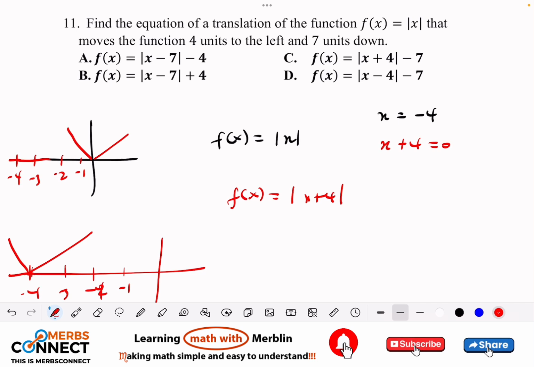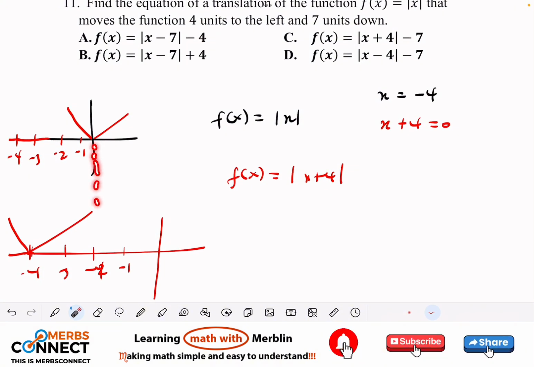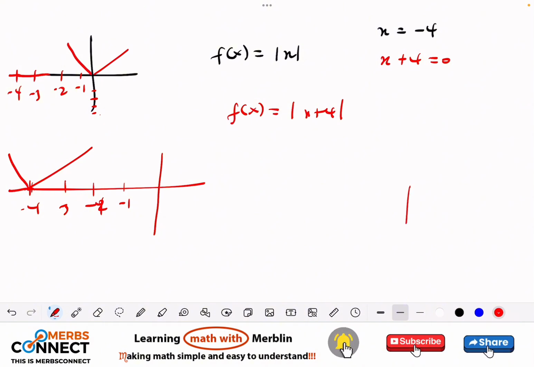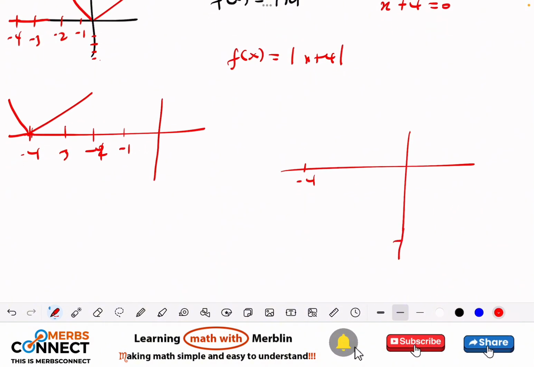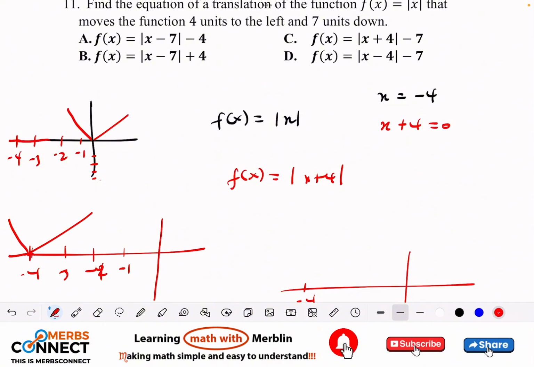Now let's continue to the left, and 7 units down. So 7 units down means that we need to go down on the y-axis. We are going down. So I need to move 7 units down. So it means that the graph is going to be like this. This is -4. 7 units down means that I will be at -7, and the graph will be something like this. So 7 units down means that y is equal to -7, right?